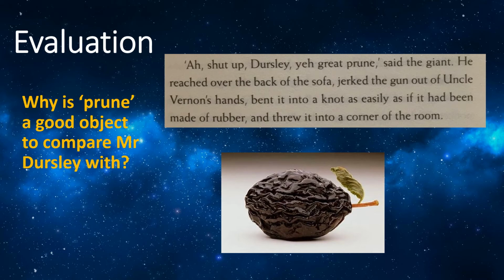Now, have a look at the picture of the prune below because you might not have eaten a prune before. Prunes are dried plums, a bit like grapes, which are a smaller fruit, when dried become raisins, plums become prunes. And if you look at the shape of the prune, it's very round, which is a good comparison to Mr. Dursley because, as we've already known, he's a very beefy, round man with hardly any neck. And it's also quite wrinkled.